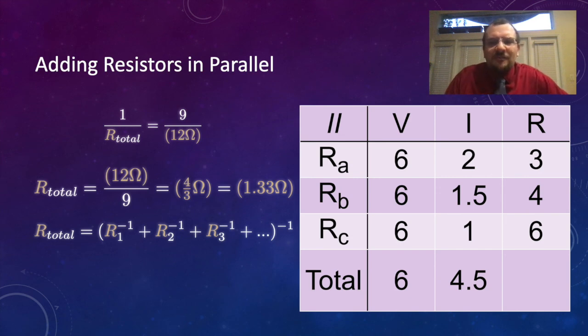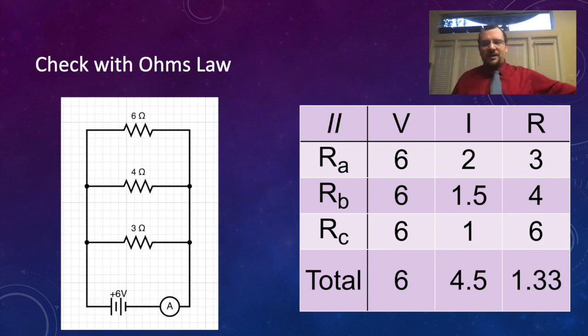So now we come back to the table, we can fill in that 1.33, and as a check to make sure we didn't mess up, we can verify with Ohm's law at the bottom. So 4.5 plus 1.33 is going to give us a voltage of 6, so we did this correctly. With that, you now know how to add resistors in parallel and evaluate these parallel circuits in order to find the current and voltage going through each of these resistors.